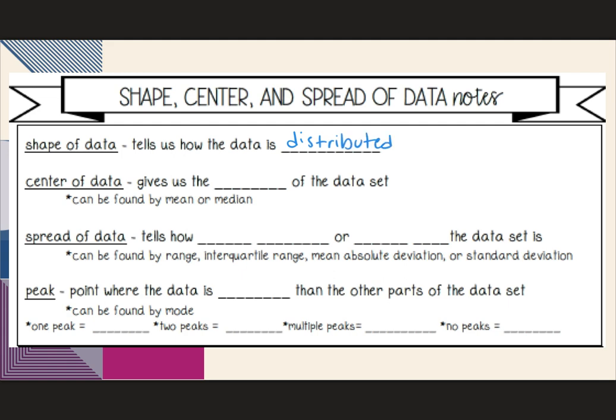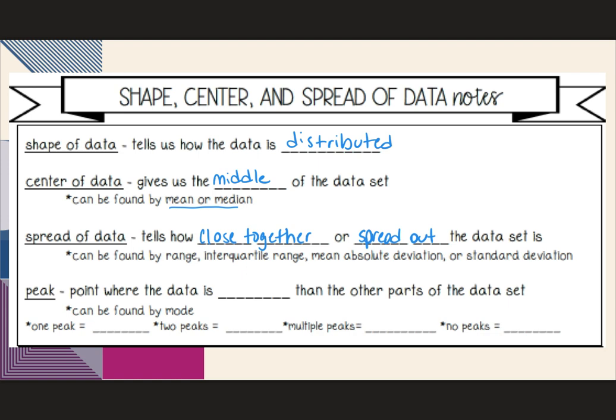The center of the data is going to give us the middle of the data set, and that can be the mean or the median. The spread of the data is going to tell us how close together or how spread out the data set is. Sometimes we use range, IQR, MAD, or standard deviation. So it's going to tell us how far away all the data points are from the mean or the median.